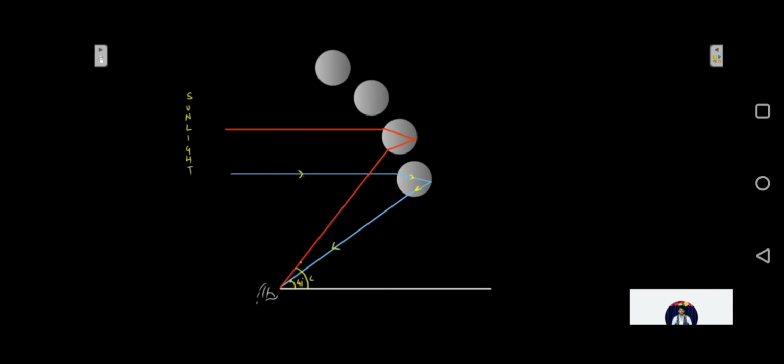This angle is going to be 43 degrees. Let's mark the arrows. If you see over here, the parallel beam of sunlight is getting dispersed at these angles of 41 and 43, and the remaining intermediate colors will be dispersed at intermediate angles between 41 and 43.